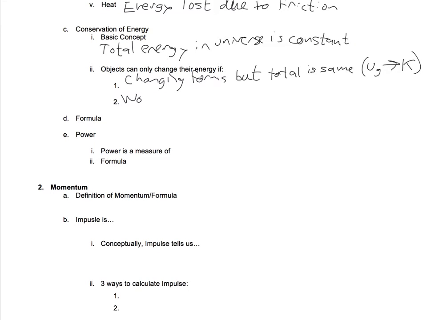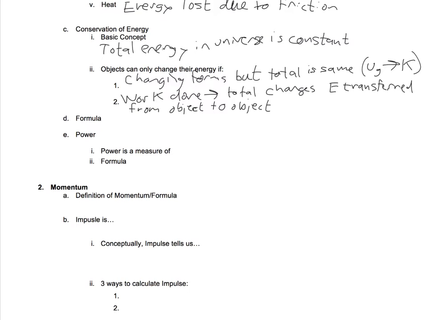Or we could have work being done. In that case, the total changes and energy is transferred from one object to another. So work really gives us a mechanism for energy to be transferred from one object to another. Our formula, the thing that we went back to many times, is the initial energy plus work done by non-conservative forces is equal to E final.